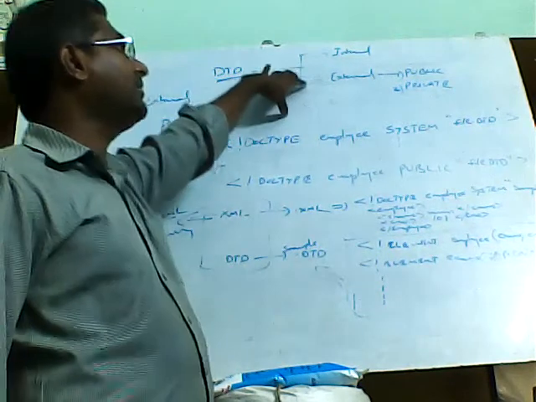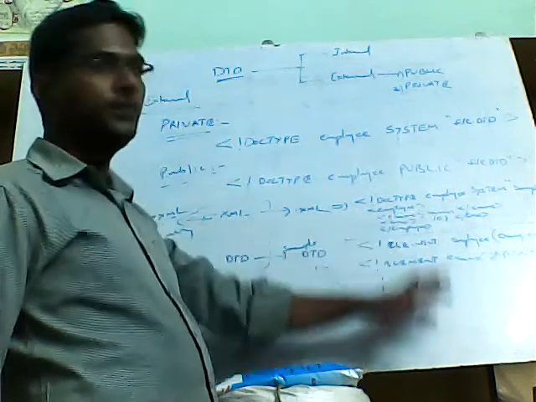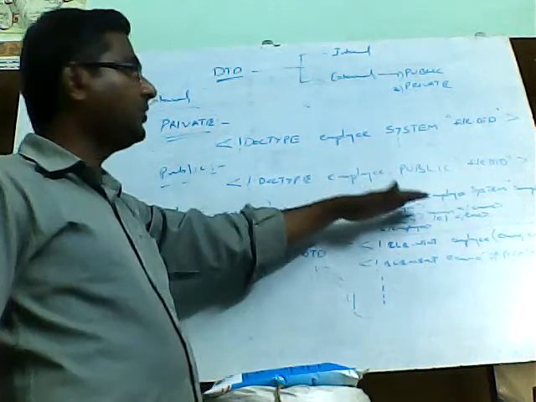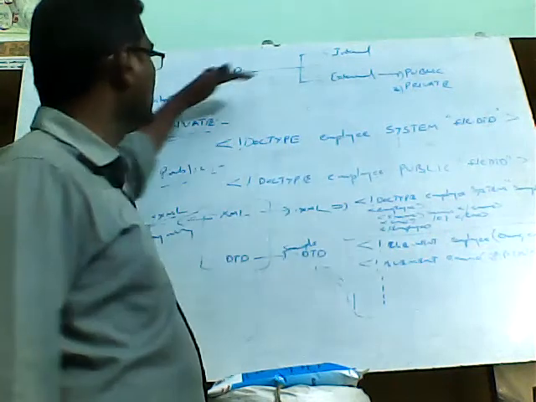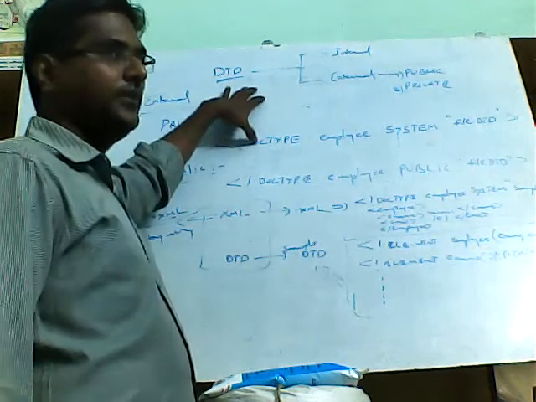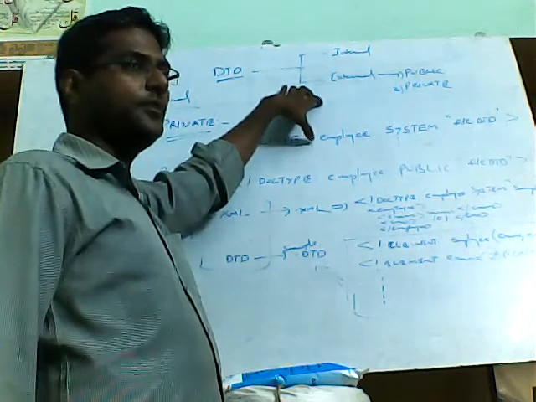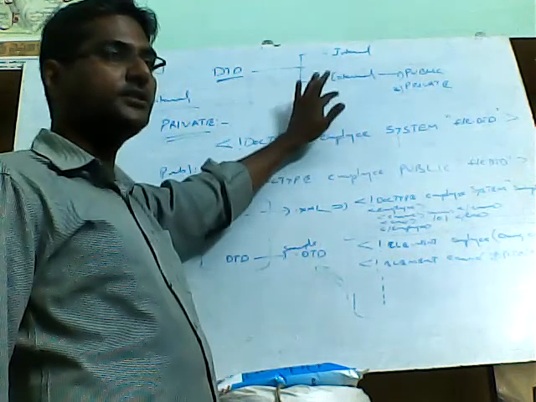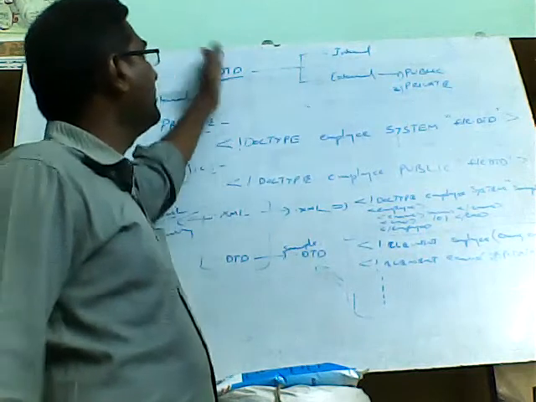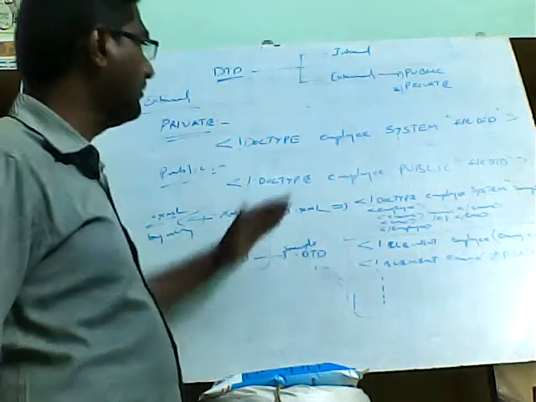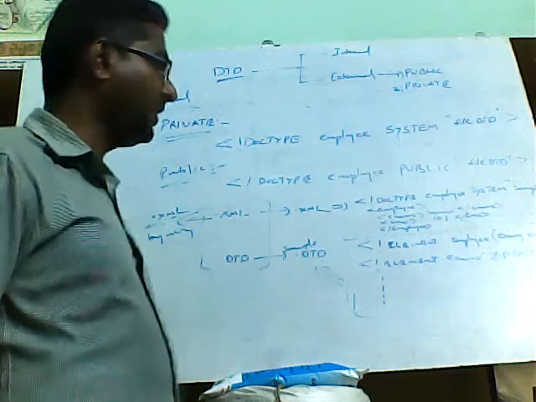So if you want to describe an XML document, this is the best technique. This is the easiest technique that we will follow, that is DTD, document type definition. So we can describe the XML document very easily.